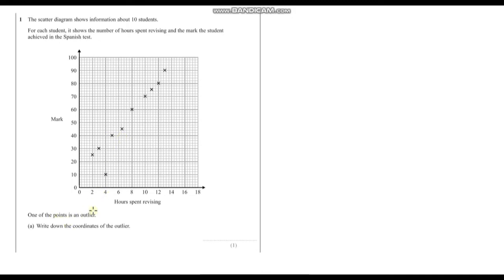Okay, one of the points is an outlier. Write down the coordinates of the outlier. So an outlier just means one of them does not follow the general trend of the rest of the data. And we can see that that's this one here. Now the coordinates, so we go along 4 and we go up 10. So our coordinates are (4, 10).